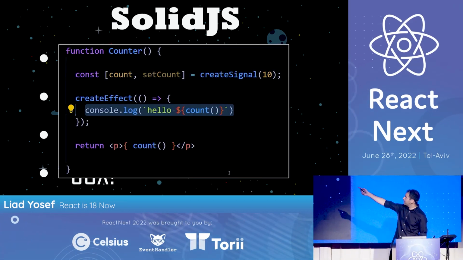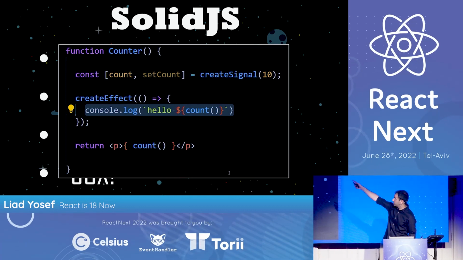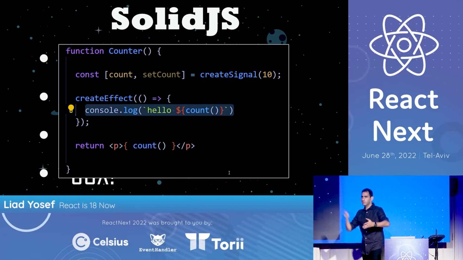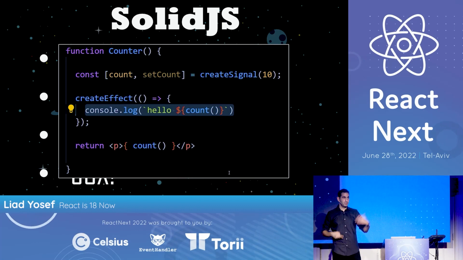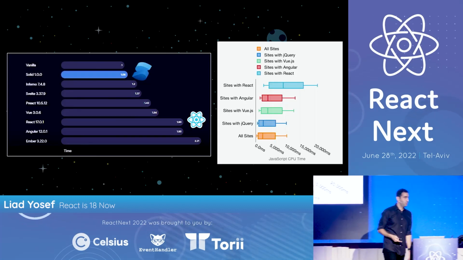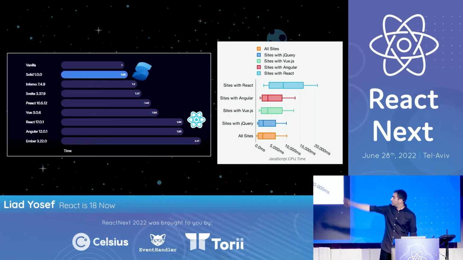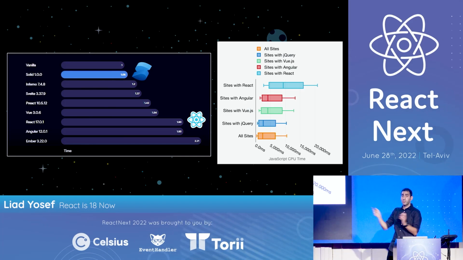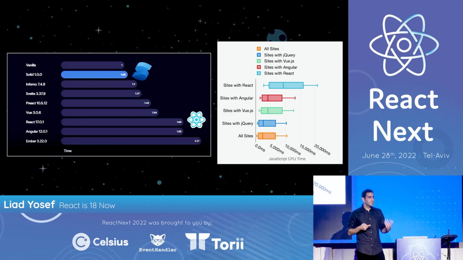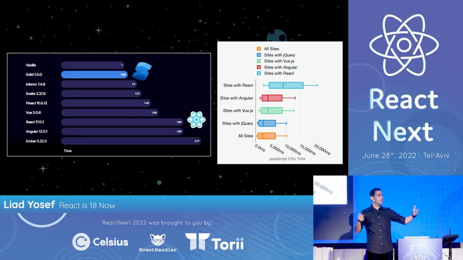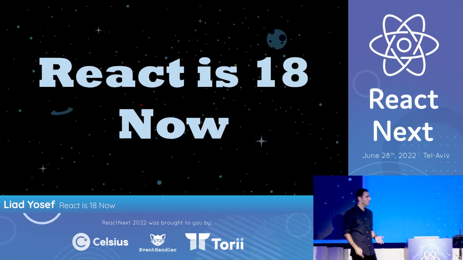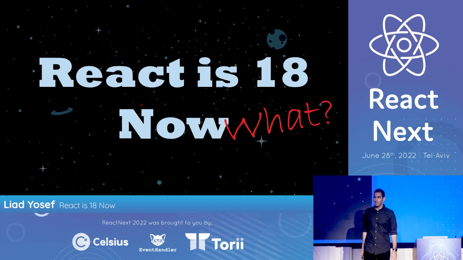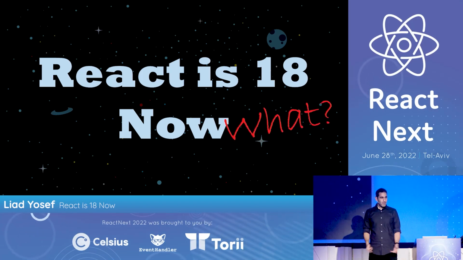Because look how easy it is in Solid to create state, create effect. You don't need to handle dependency changes. And performance-wise, it's amazing. It's one of the fastest frameworks, and it sends the least code to the client. And it makes you think, if you need these kinds of frameworks to solve React problems, okay, React is 18. Now what? Where are you going with it?